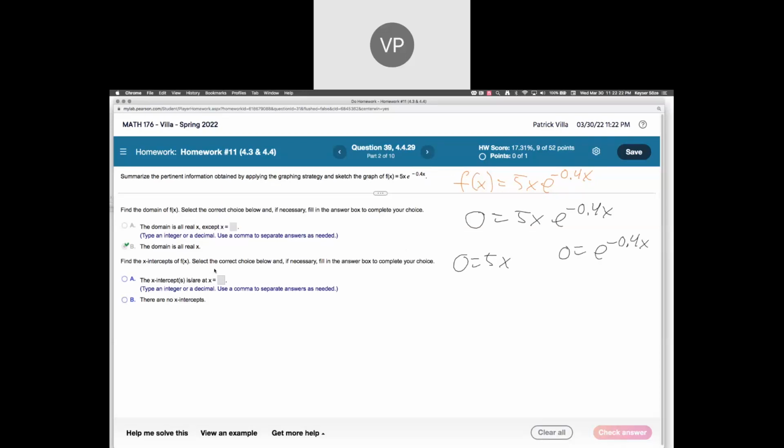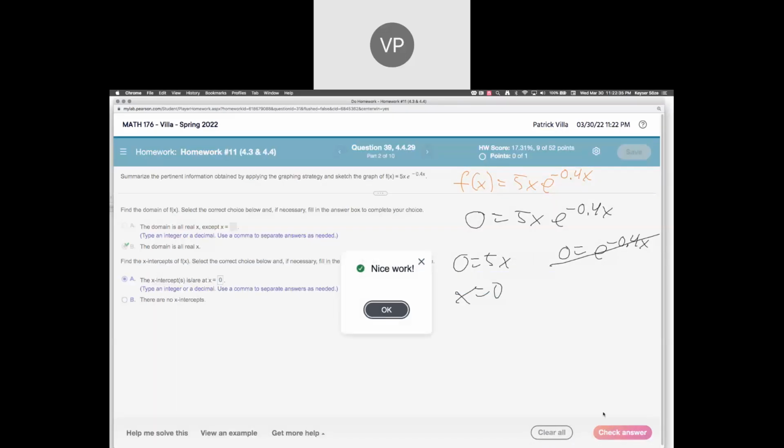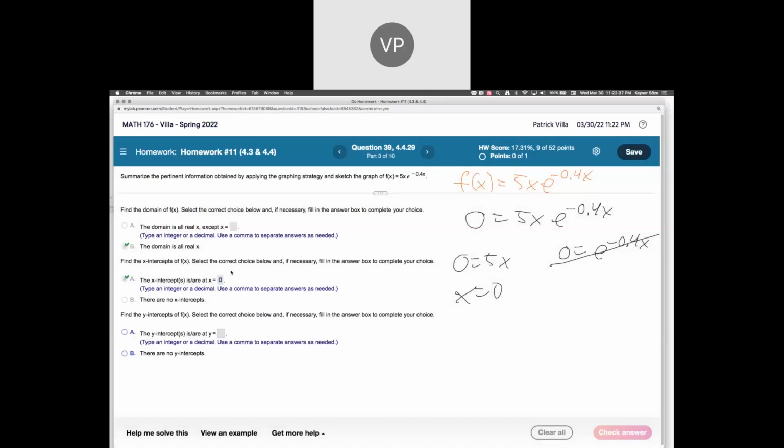And no matter what I plug in for x, I'm never going to get a power of e to be 0. So that's out. But I do know we have a 0 here. So there's my x-intercept. I have one at x equals 0, (0, 0). But we just want to know what the x value is right there. Okay, so that's it for the second part.